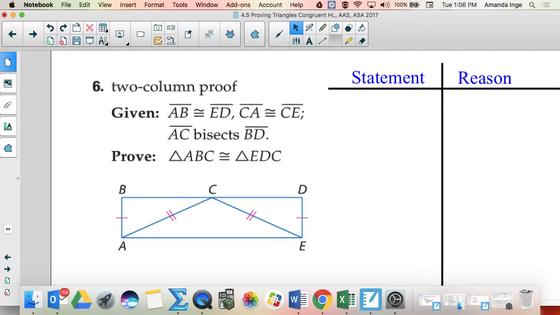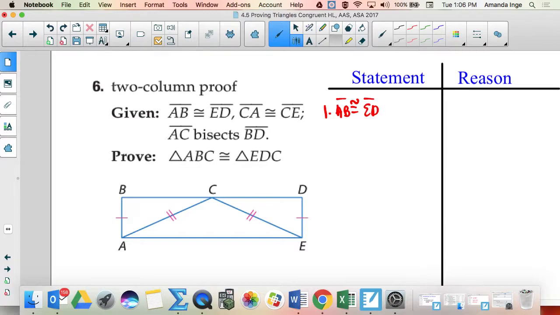They marked the given information on the picture, so that was nice. So AB is congruent to ED. Every person in here can write down the given information on the paper. They can also write down what you're trying to prove. Now, you might not have the order right, but down here somewhere you got ABC is congruent to EDC. There's nobody in here that can't do that. And then they have CA is congruent to CE. Okay, that information was given, and it's also marked on your picture up there.